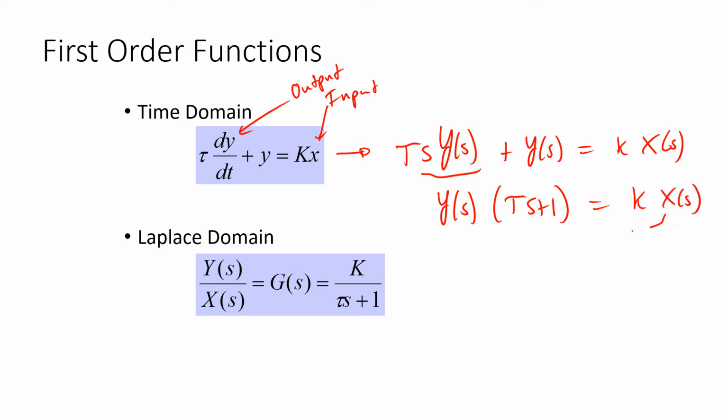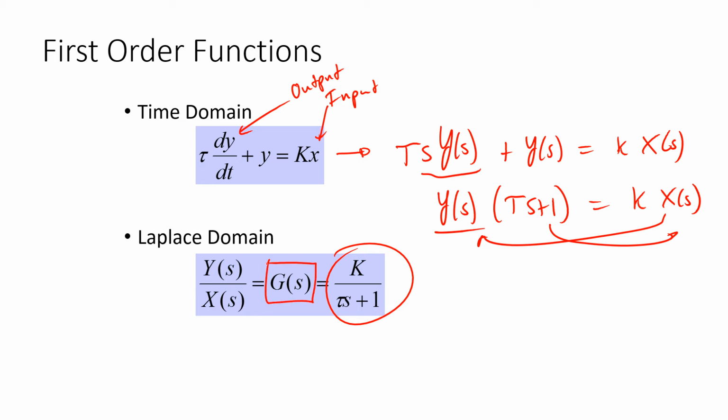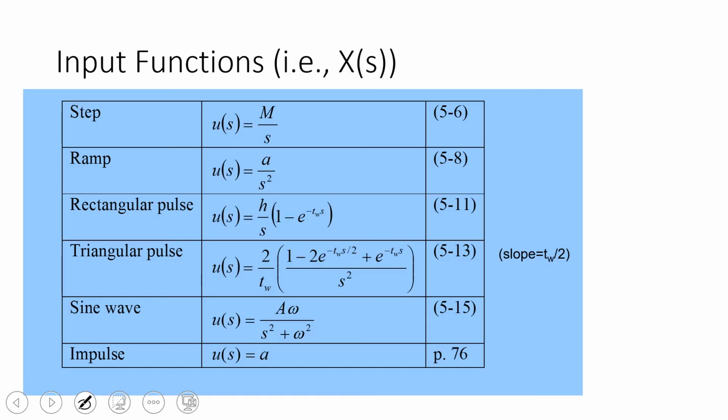And just rearranging that, I'm going to divide this over here and then bring this over to this side. We get what's called a transfer function. So this is in the Laplace domain. We sometimes call this g of s, just our transfer function between y and x. Okay, so we have a variety of different inputs that can go into that x variable.